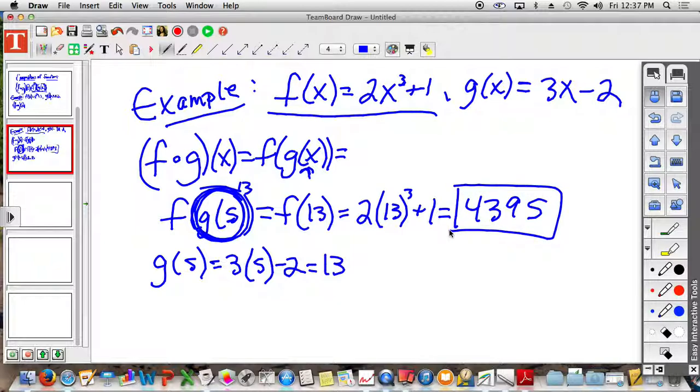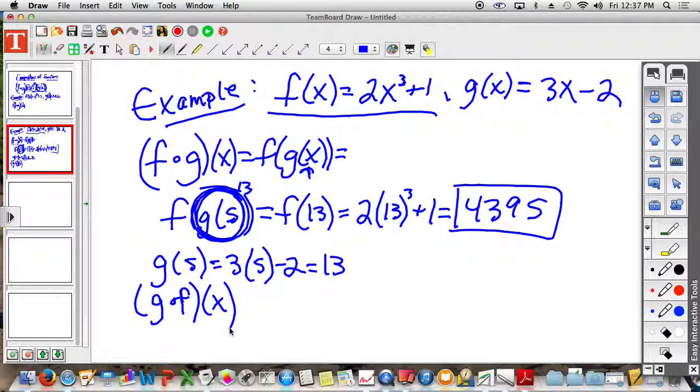So they get big when you're cubing things and putting things to the fourth, even squaring things sometimes gets really, really high. All right, but what I would like you to do now, one more thing, write this down, please. Do g comp f of x.